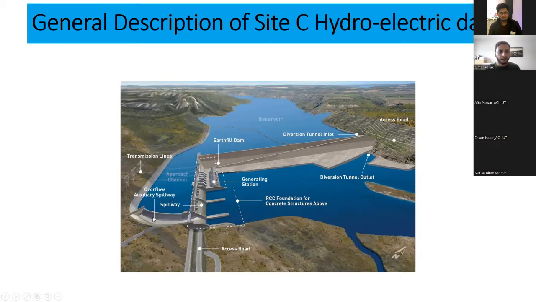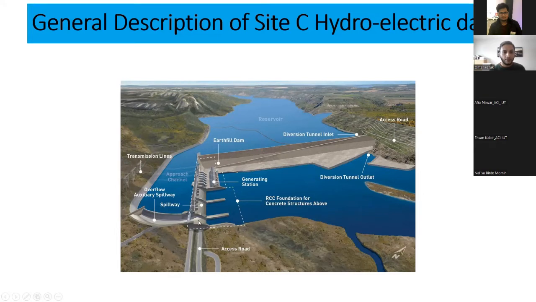If we need more water to be discharged, then that's why we have an overflow auxiliary spillway. This is an interesting feature and gives safety to the whole structure. And then we have, in the dashed line shown, the RCC foundation for concrete structures. So that is our topic for discussion today, RCC foundation for the concrete structure.